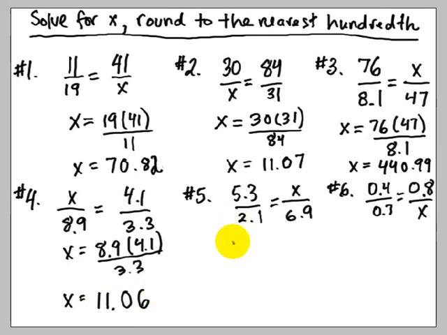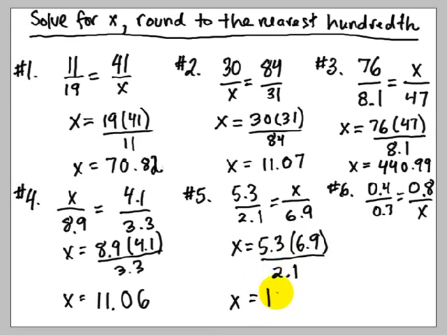Next one, x is going to be 5.3 times 6.9, all divided by 2.1. What is that? 5.3 times 6.9 divided by 2.1. Rounding that to the nearest hundredth, to 2 decimal places, in other words, 17.41.